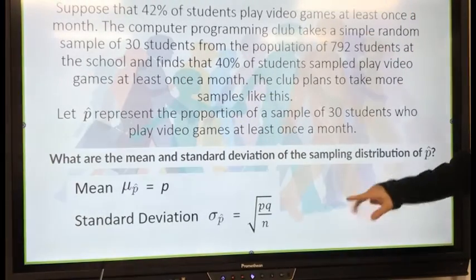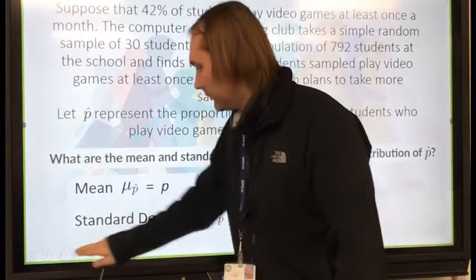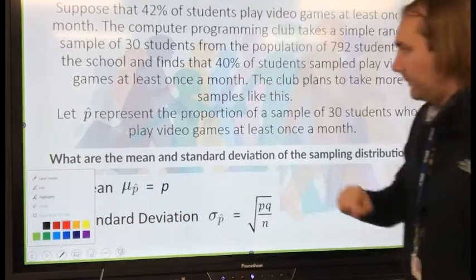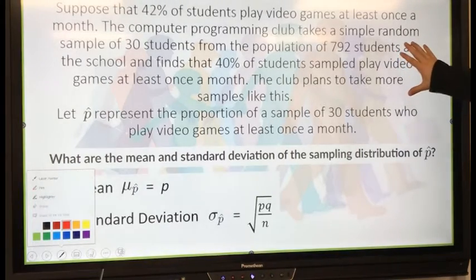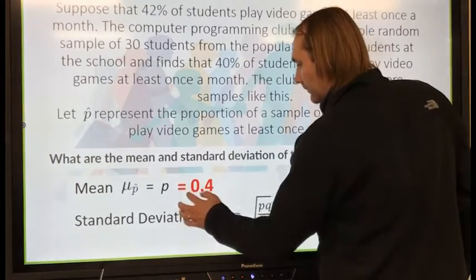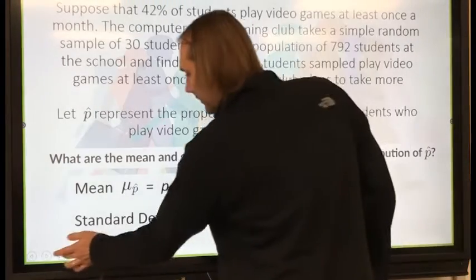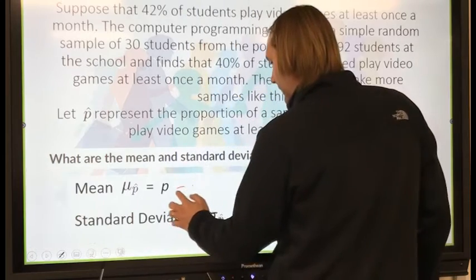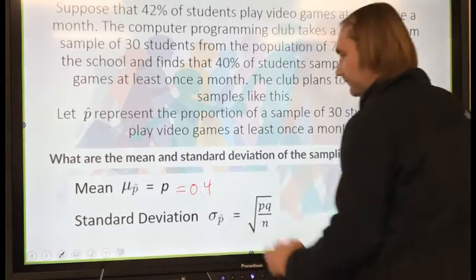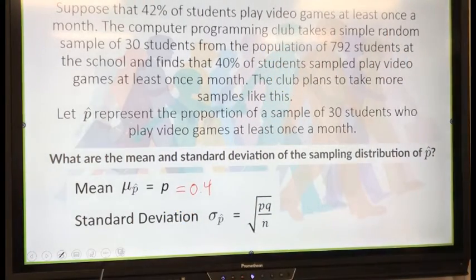What is the mean? So what is my mean? My mean is P. What is my probability of success with my one sample? 40%, which is what? Oops, gave away the answer. 0.4, very good. Let's go to the pen, there we go. Equals 0.4. And our standard deviation.